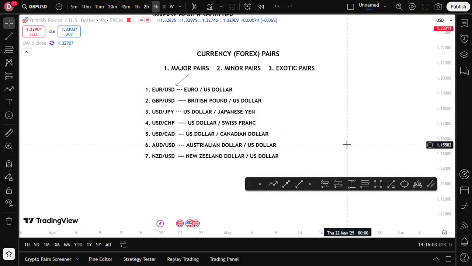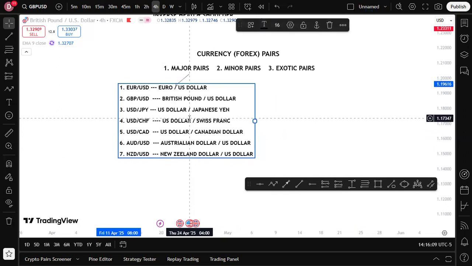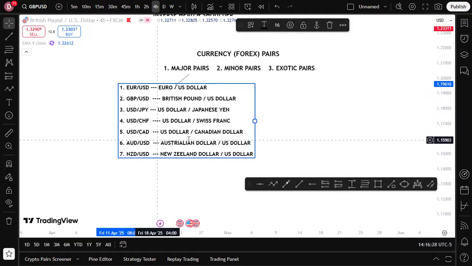So now this is just how the major currency pairs are. These are the most traded currency pairs, and they are mostly traded against the US dollar. You can see each of them has the US dollar attached. We have the Euro USD, GBP USD, USD JPY, USD CHF, USD CAD, AUD USD, and NZD USD. So these are the examples of the major pairs.